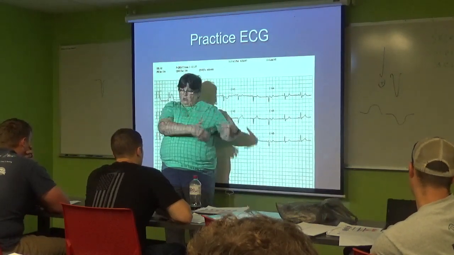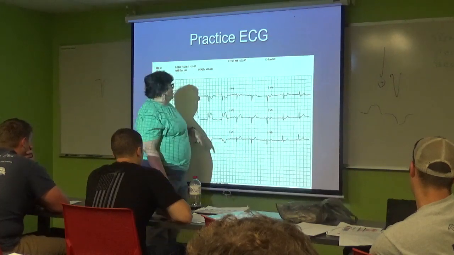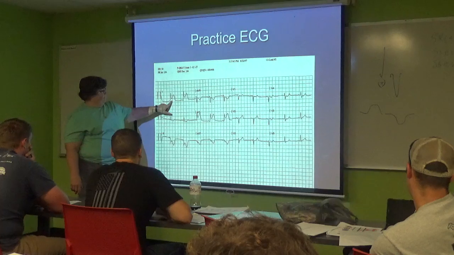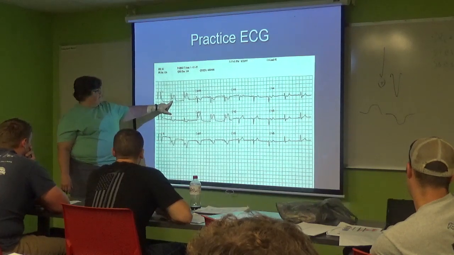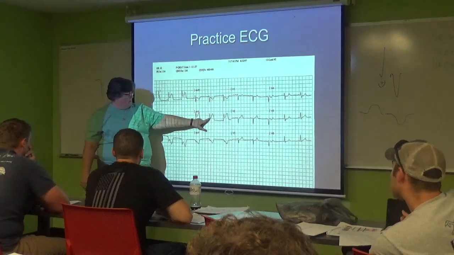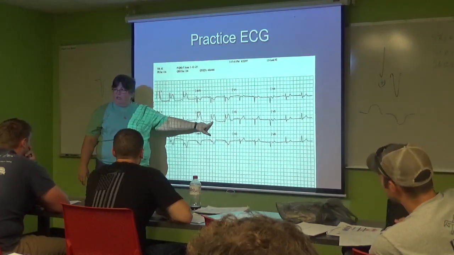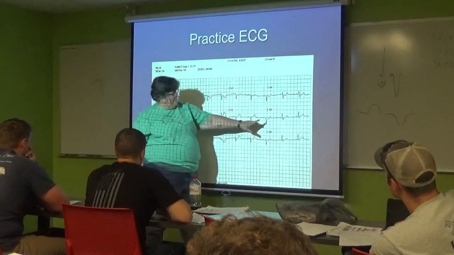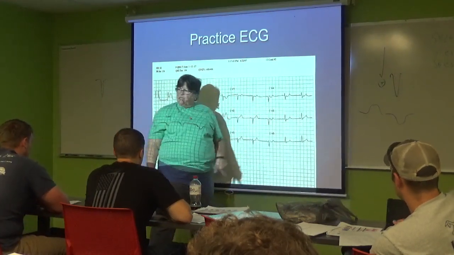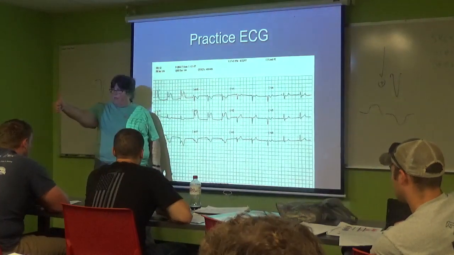Then I go to my 4 lateral leads. I start over here at 1. J point, 4 millimeter ST elevation. AVL, 1 and L are over here, 4 millimeter ST elevation. V5, no elevation. V6, no elevation. So far I have a lateral MI.